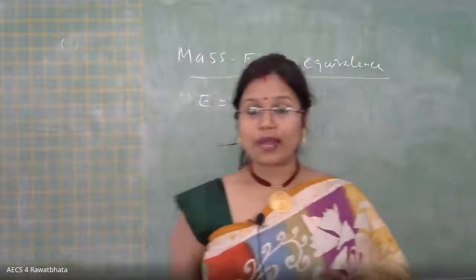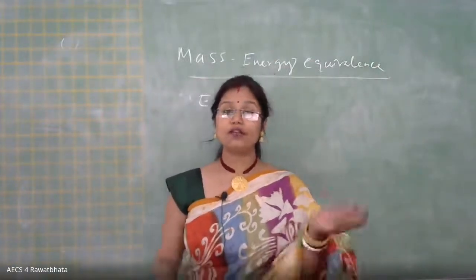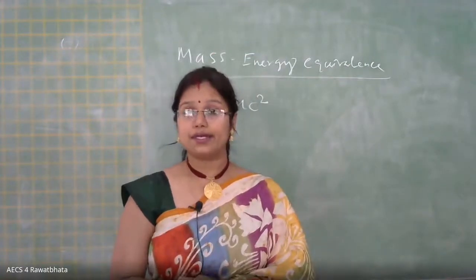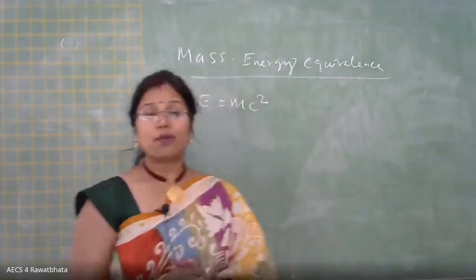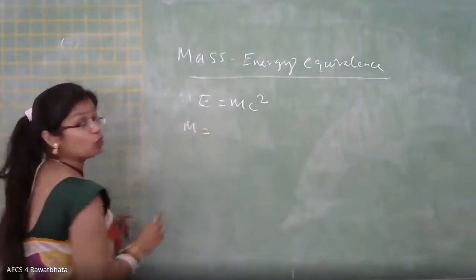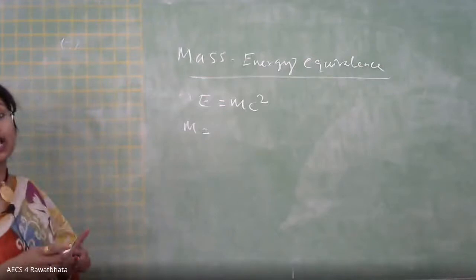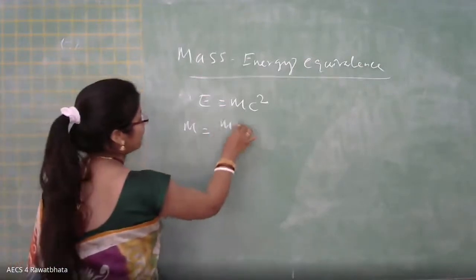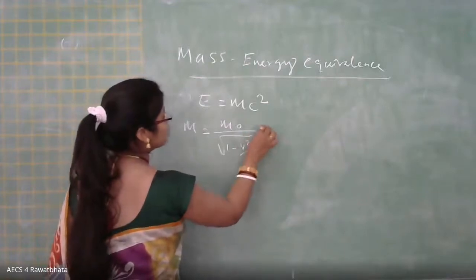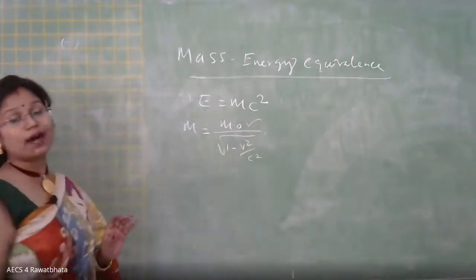E equals mc square. I told you that it consists of both. It unified both your law of conservation of mass as well as your energy, dear. So in this case, here we are having this m naught. In the last class we told you about the rest mass and normal mass. Your m is equal to m naught upon under root 1 minus v square upon c square, where m naught is the rest mass of the particle.